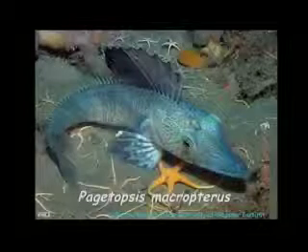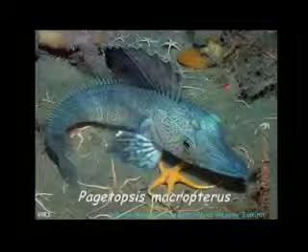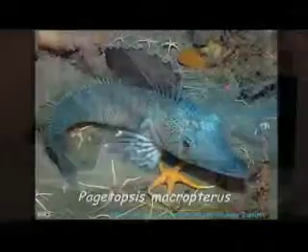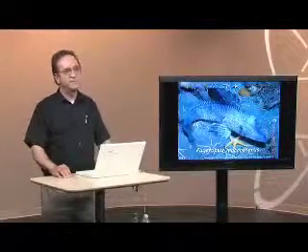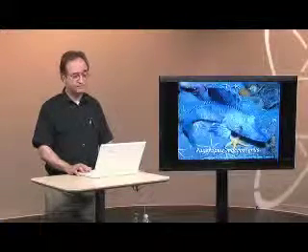This is Pagetopsis macropterus. This is an example of an Antarctic icefish. I will return to this later, but I want to give you a little hint of what's coming. This fish has no red blood cells and no hemoglobin for transporting oxygen, yet it thrives in the Southern Ocean. So the question is, why does it thrive, and what happened to render it absent of erythrocytes and hemoglobin?